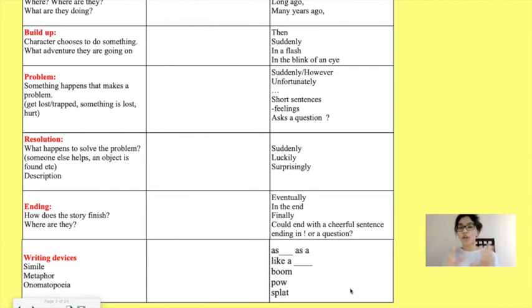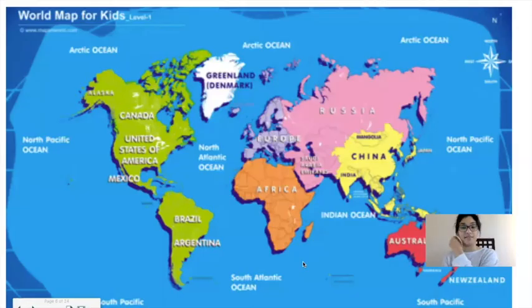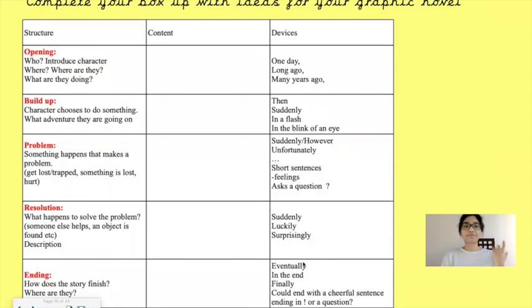So as I said, onomatopoeia examples, you've got boom, pow, and splat that are written here. A metaphor starts with like and then you finish that. And then a simile has the as in it. So it's as something else. So that is three examples of some devices that you should be including in your adventure story. So complete your box up with ideas for your graphic novel.